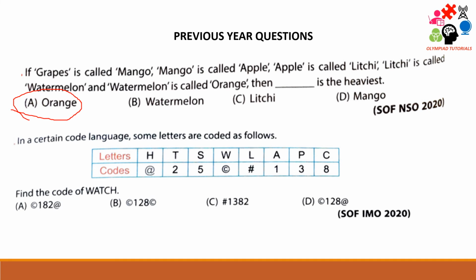Next question, in a certain code language, some letters are coded. So you have to find the coded word for watch. Now just look at the letters and the code and write them down. Watch, W is copyright sign, A is 1, T is 2, C is 8, and H is at the rate. So here if you look at all the options, your option number D is the correct answer. This question was asked in the International Math Olympiad of 2020.